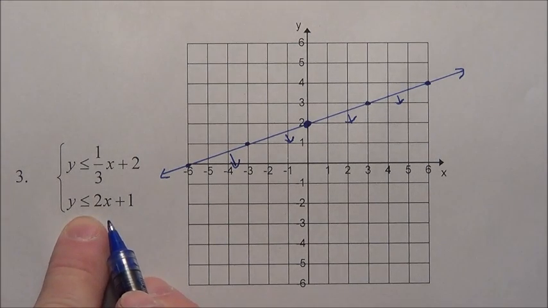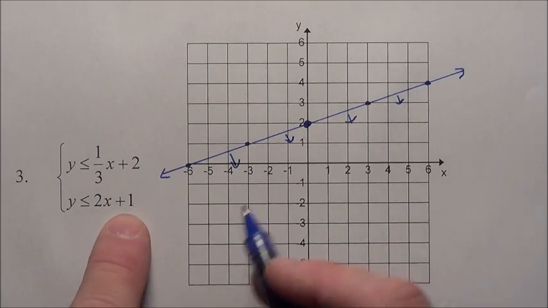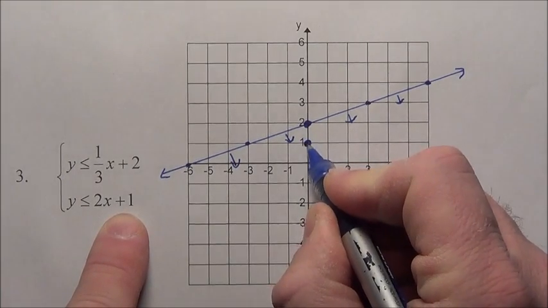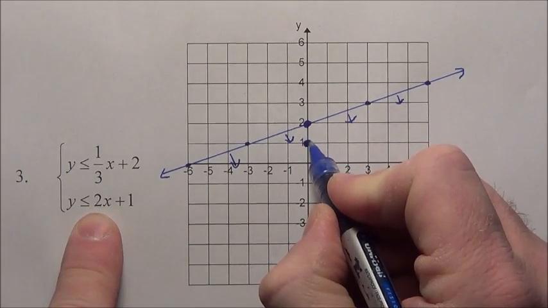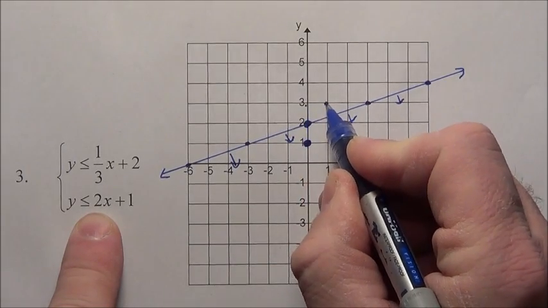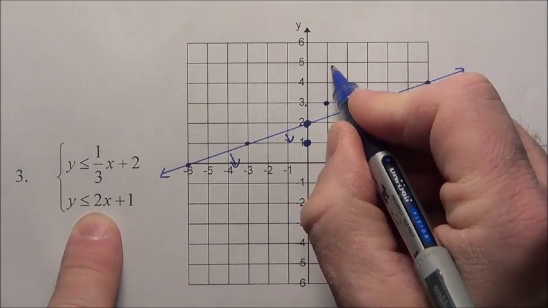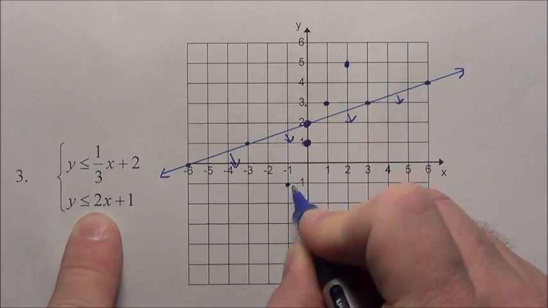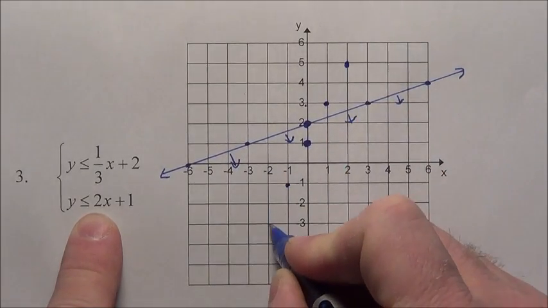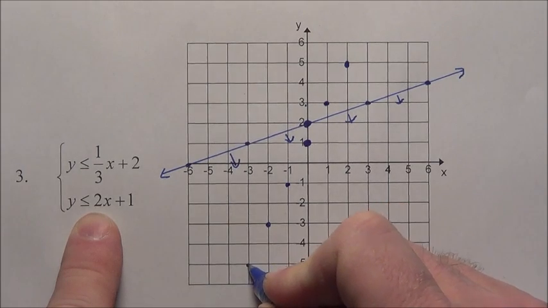This inequality says y is less than or equal to 2x plus 1. So its y-intercept is right here at positive 1 and it has a slope of 2. So it goes up 2 and to the right 1, because again, it's a positive slope. Up 2, to the right 1. Down 2, left 1. That way it's pointing up to the right. Down 2, 1, down 2, 1.